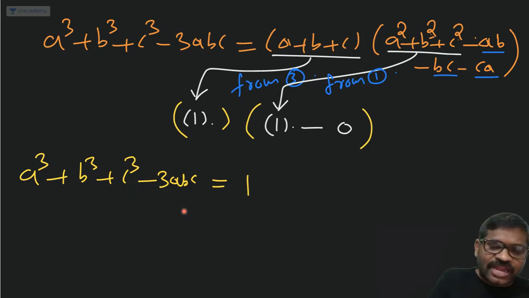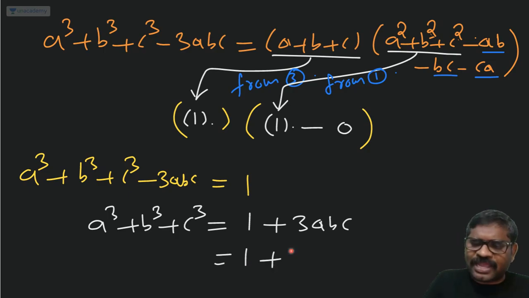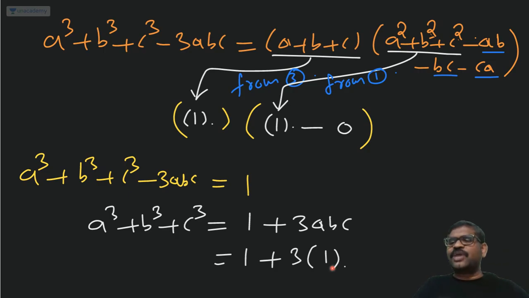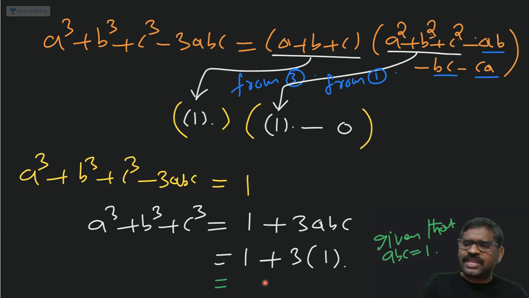Now we have to calculate a cube plus b cube plus c cube. a cube plus b cube plus c cube is 1 plus 3abc. Now 1 plus 3 into abc. Sir, how is abc 1? It is given in the data: abc equal to 1. That's why 1 plus 3 equal to 4. Final answer is 4. Okay? Got it?